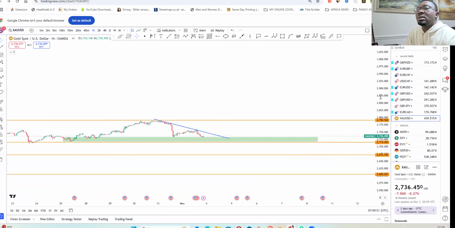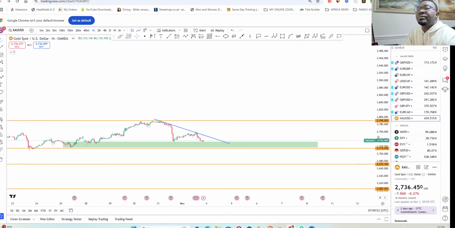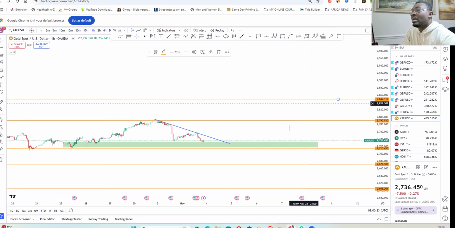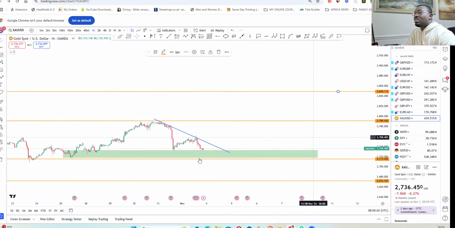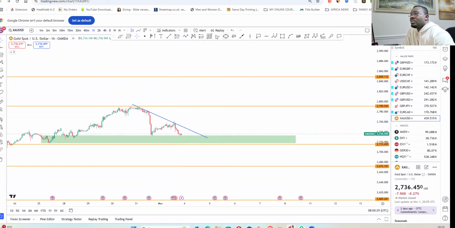Where's 2,850? There we are, somewhere around here, 2,850. Let me mark it out. Expect price to get to 2,850. Let's do 2,800. A break above, then 2,800 is the first TP, and the second TP will be 2,850. That level is where you want to mark for a possible push up for gold.